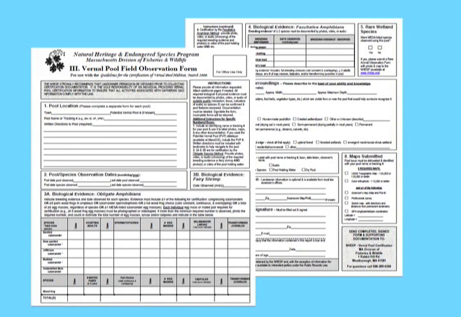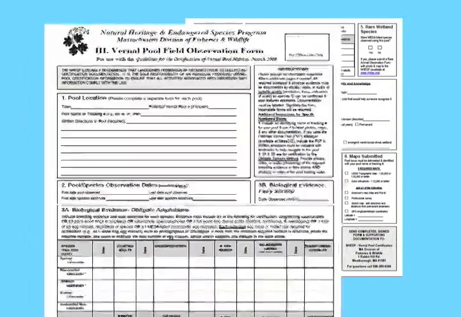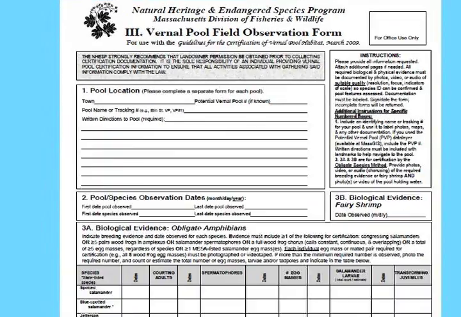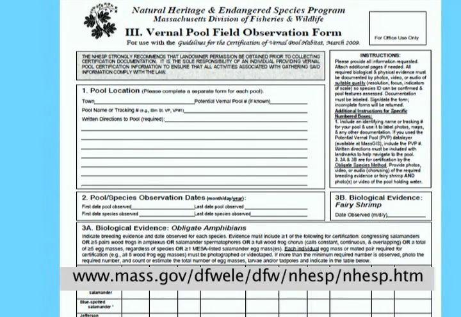Now let's go through the process of documenting your observations and findings by filling in the certification form. We'll do this by going step by step through the process of completing Natural Heritage's documentation forms, which you must submit to Natural Heritage in order to get your pool certified. You can get a copy by downloading it from Natural Heritage's website.